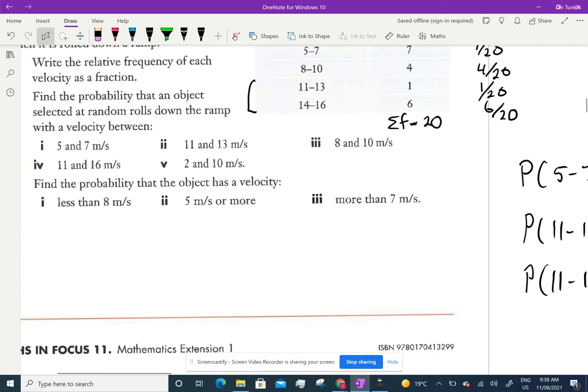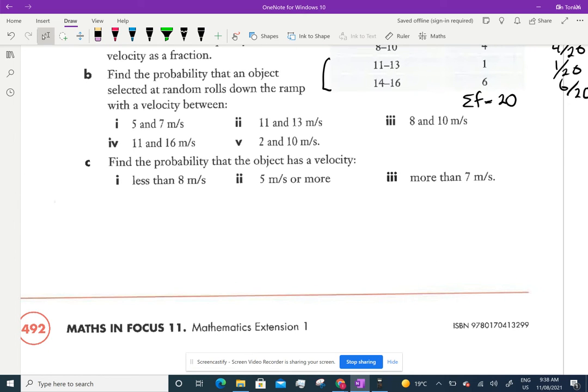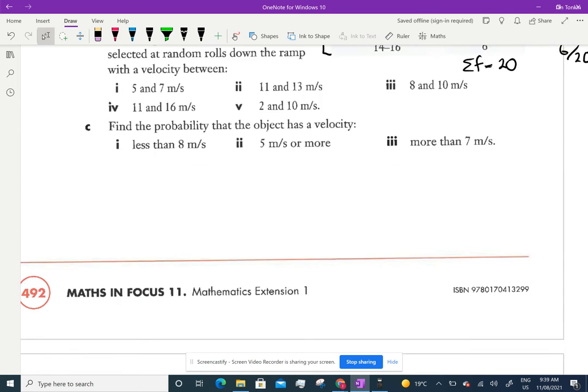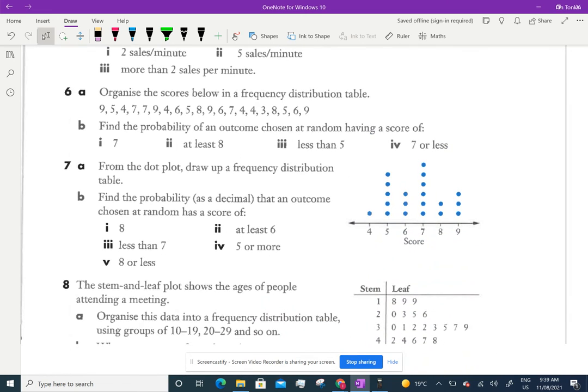I'm not going to do any more of those because you can have a look at them, and I'm looking at the work solutions and they're pretty easy. The last one I'm going to do is one of these ones where you actually have to make it into a frequency distribution table first. So I'm not going to do that one because you can do that.